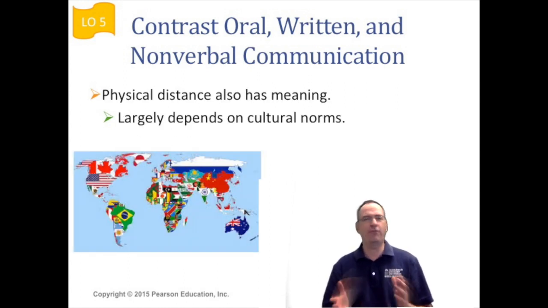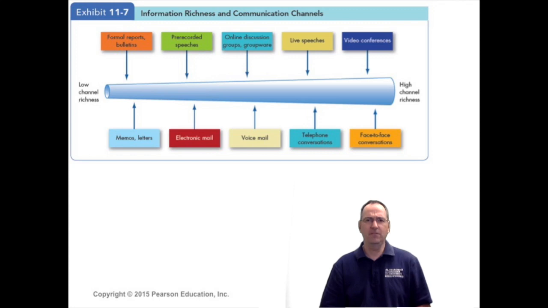Physical distance means different things in different cultures. We're used to one cultural way of doing things in Western America, Canada, a Western European kind of way. But cultural norms in the Middle East or South America are very, very different than what they are in our context.